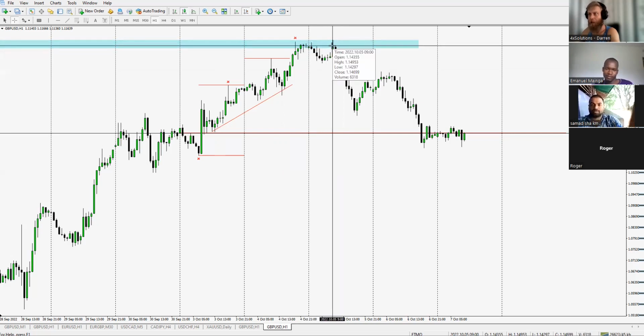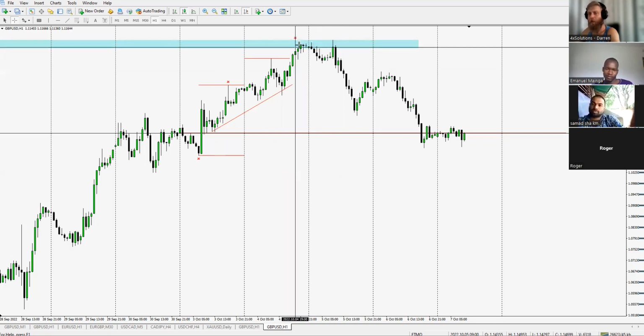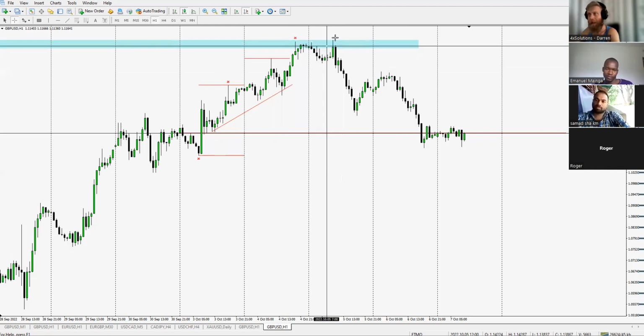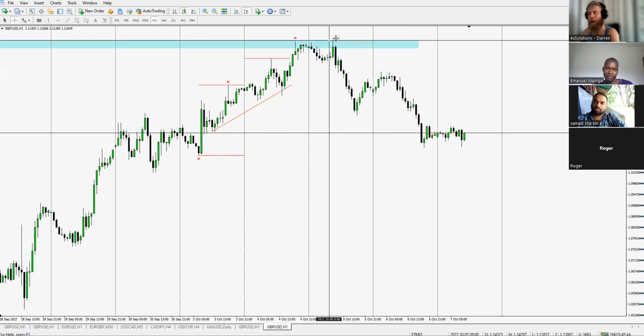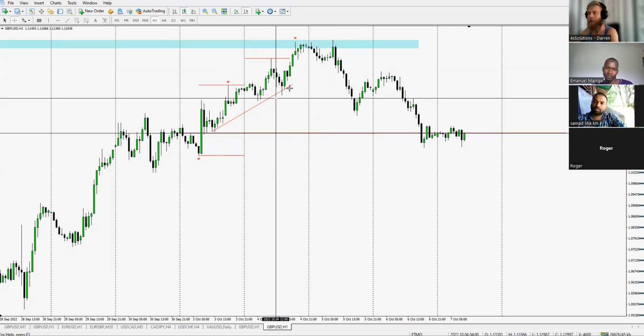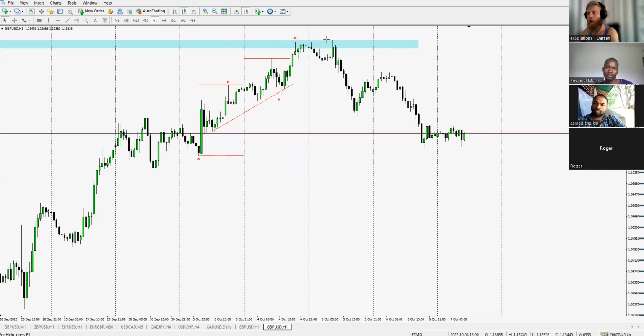Wednesday's London session took out Tuesday's high. And when it took out Tuesday's high, it was able to do what? Take out Tuesday's low. So from here, from the higher time frame, there was a low resistance liquidity run. So the order flow had changed on the lower time frame, having created this low resistance liquidity run.